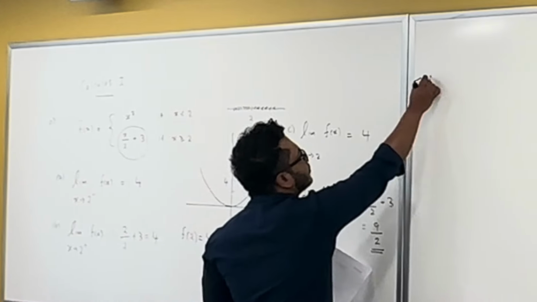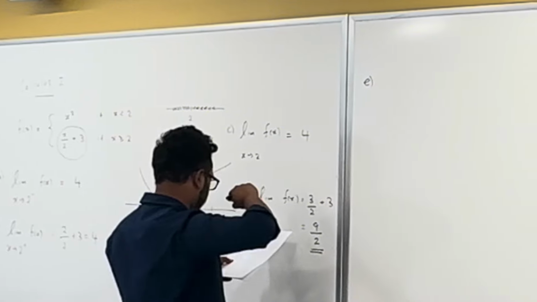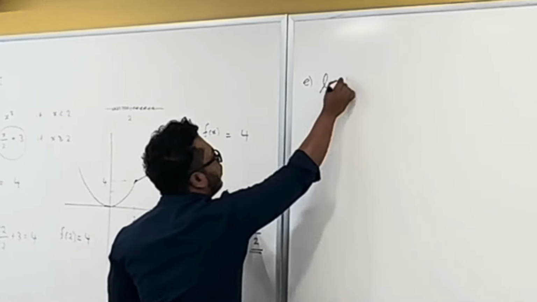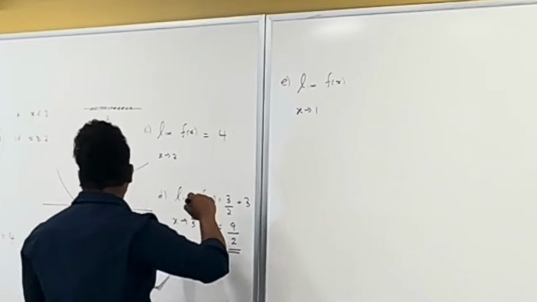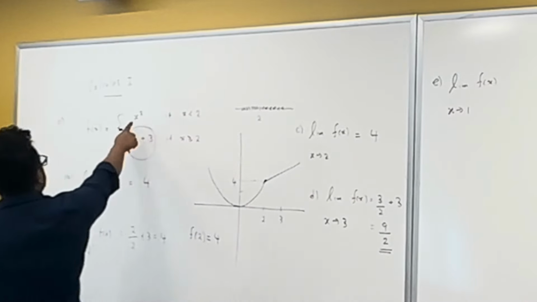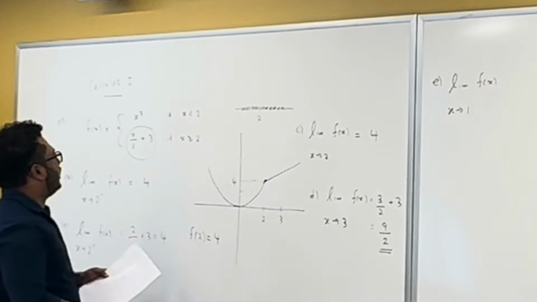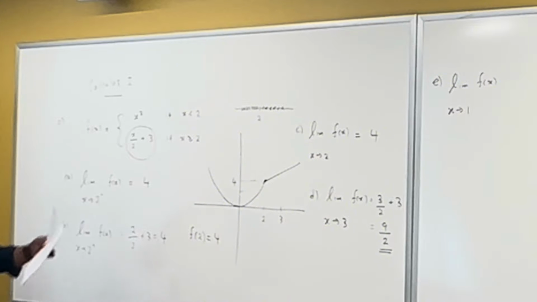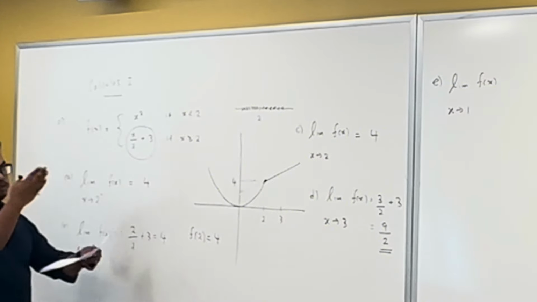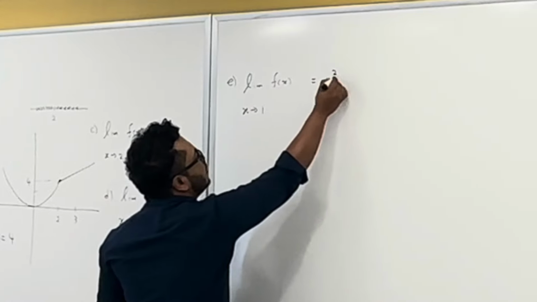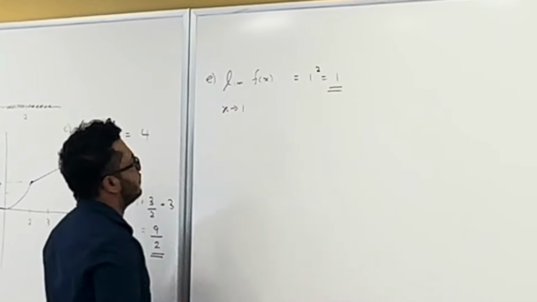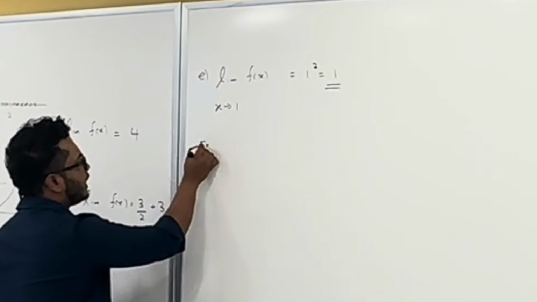Right now, this is D. E, limit of f(x) as x goes to 1. When x goes to 1, you have to look at this function because it is the domain. The domain for this one is less than 2, so it's just 1 to the power 2, which is 1. That's the answer.